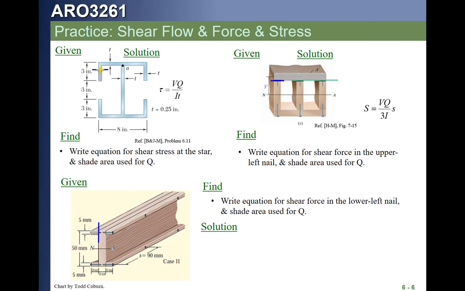We now take the Q of this, which is 0.005 times, what is this dimension? Whatever this width dimension is. I can't read it. That's our area, and then the distance from the centroid of that to the centroidal axis is what we need. And that's our equations.